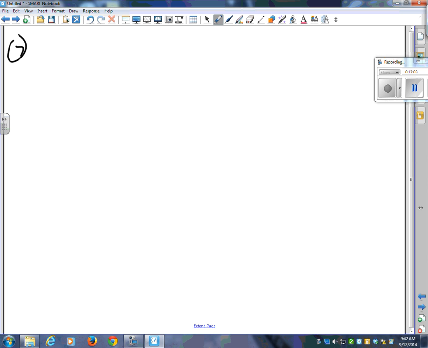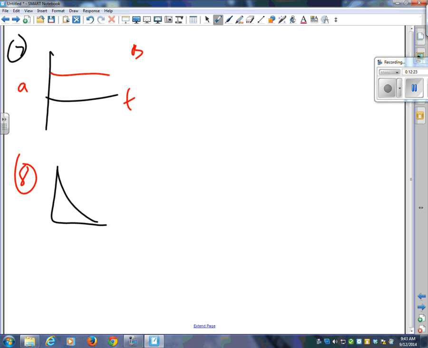Seven, straight negative AT graph. B. Emphatic B. Seven, B is right. Well done. B, constant negative acceleration. Eight, curved and decreasing, flattening DT graph, like so. That is A. It is.